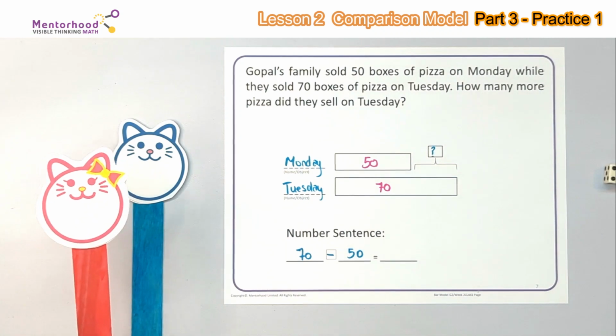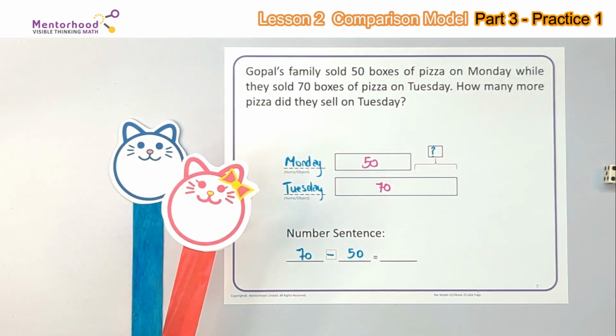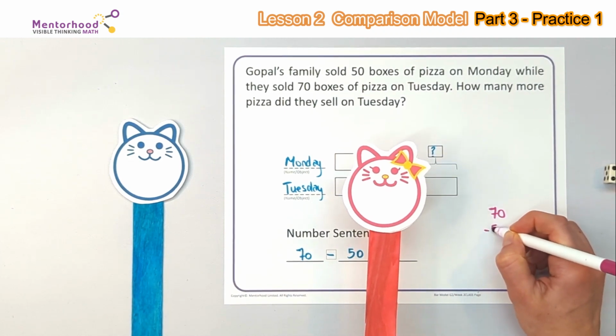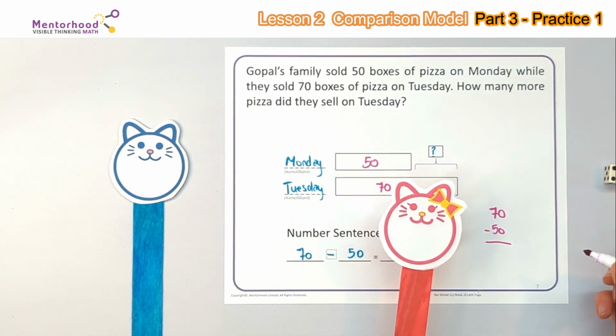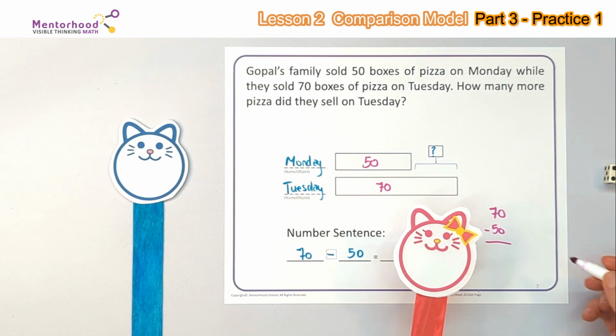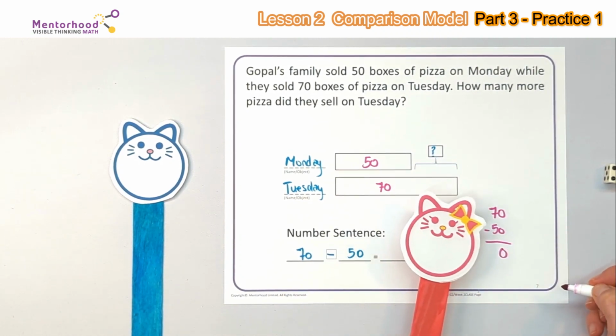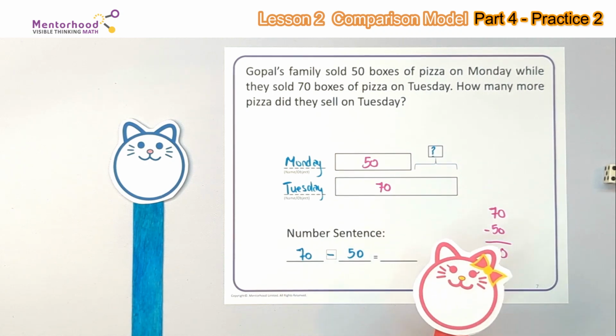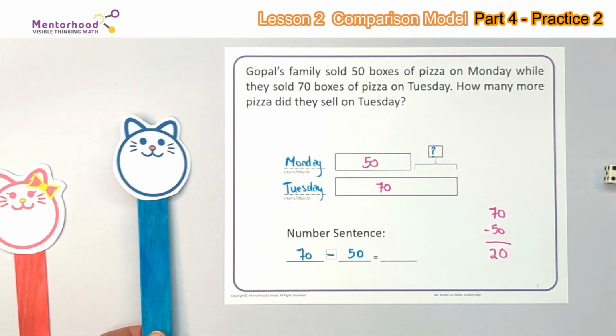Okay, I bet I can do that subtraction. Let's write it in column form. 70 minus 50 equals, well, 0 minus 0 is simply 0, and 7 minus 5, well, that would be 2. So the answer is 20? You got it! How about you write it in?